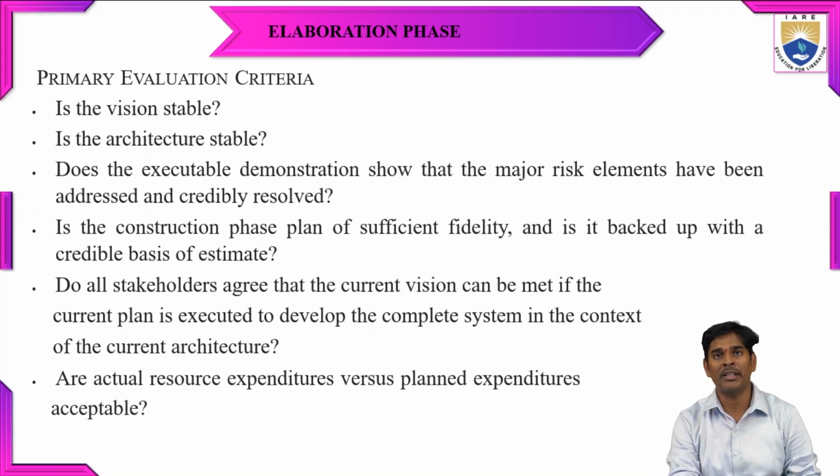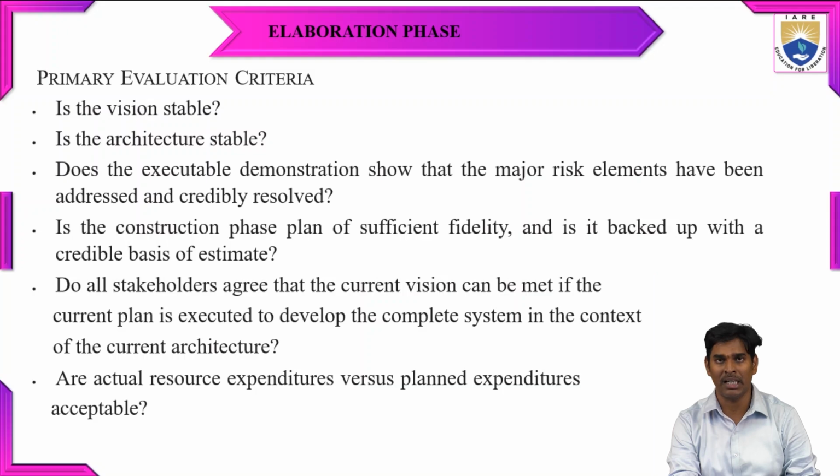Is the construction phase plan of sufficient fidelity, and is it backed up with a credible basis of estimate? So after completion of the elaboration phase, they need to check what the main plan for the construction phase is, whether this will be sufficient for the backup or not. So they need to check that each and every constraint will be applicable for the construction phase or not. And the next one is, do all stakeholders agree that the current vision can be met if the current plan is executed to develop the complete system in the context of the current architecture?